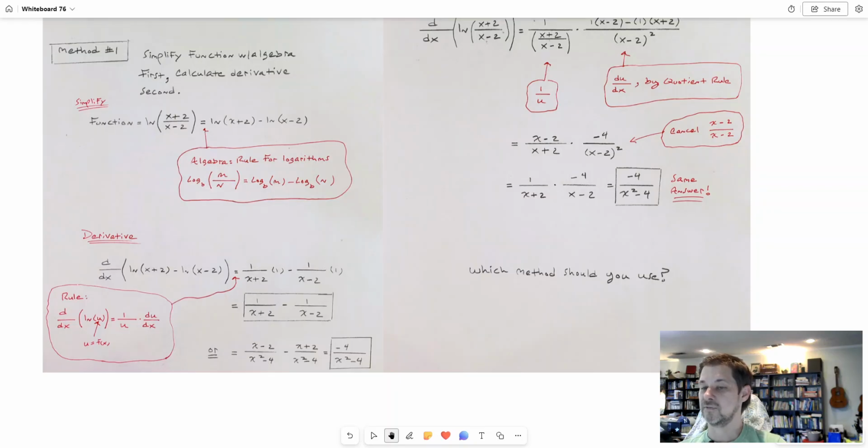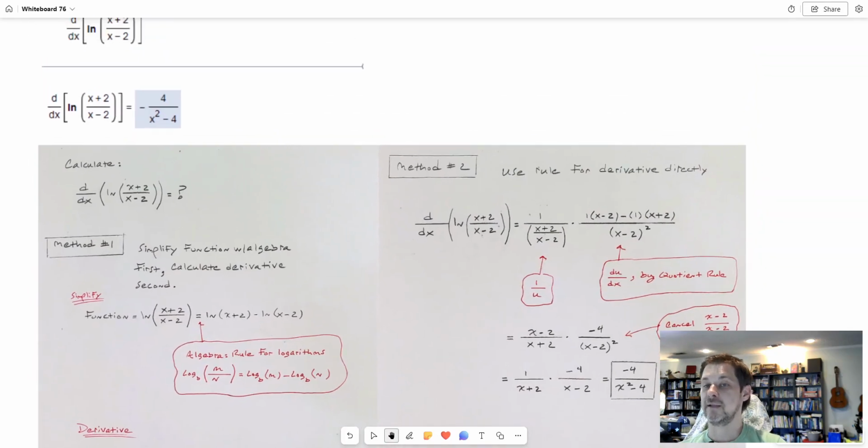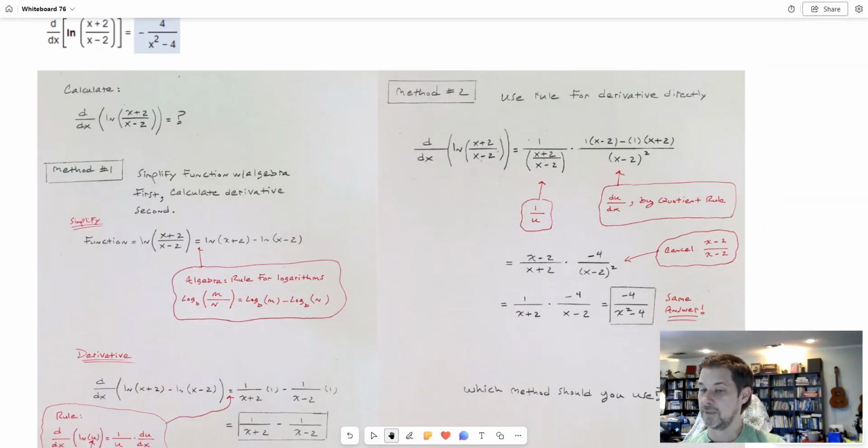So I take this first fraction, multiply top and bottom by x minus 2. And then I take the second one, multiply top and bottom by x plus 2. And I get like so. Combining into one fraction, it's going to be x minus 2 minus (x minus 2), giving you negative 4 over x squared minus 4.